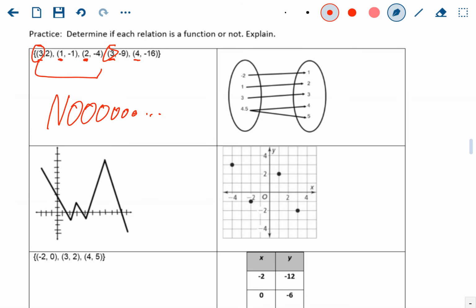What about the mapping diagram? Remember, for a mapping diagram, you're looking at, are there more than one arrow? Is there more than one arrow coming out of an x value? Okay, and this one's, mapping diagrams are pretty obvious. Right here, we got 2 arrows coming out of there. So this one is automatically not a function.